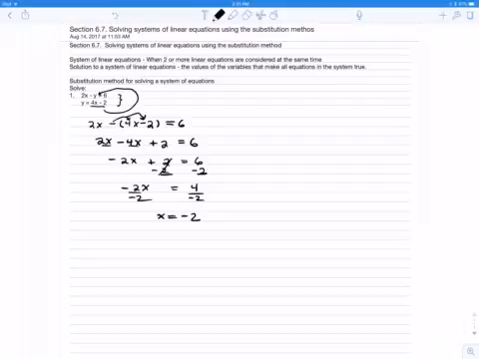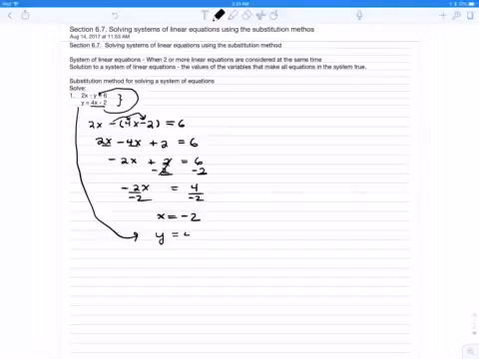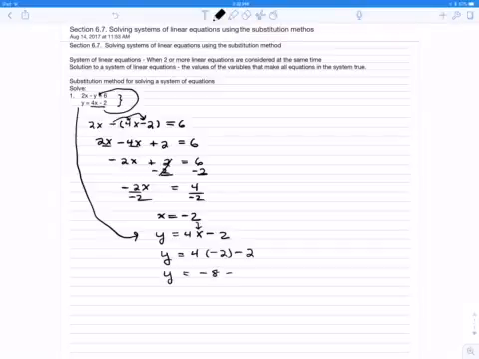To find y, I'll take the equation that's already set up to find y, and I'll replace x with that negative 2. So y equals 4 times negative 2 minus 2. So y equals negative 8 minus 2, or negative 10. So when x is negative 2 and y is negative 10, both of those equations will be true statements. So I'll write the answer as an ordered pair in parentheses, x first, comma, then y.